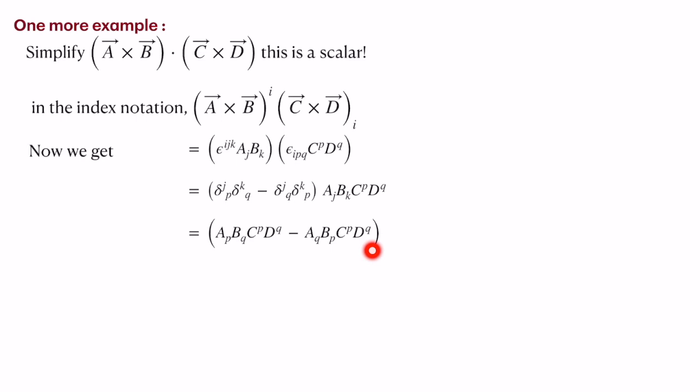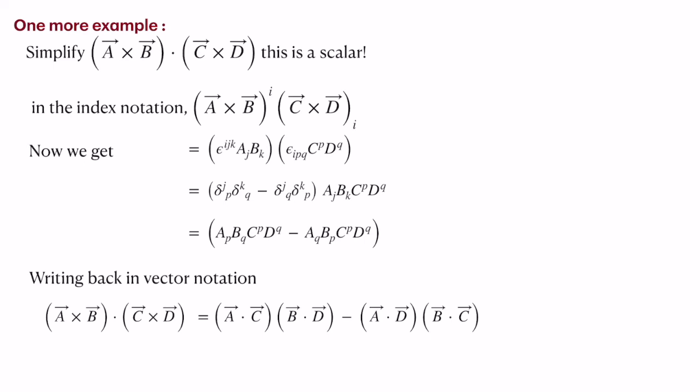So here we have the expression ap, bq, cp and dq minus aq, bp, cp, dq. We can write back in the vector notation, and then what we have is A dot C multiplied by B dot D. In the second term, we have A dot D and then B dot C. So this way we can simplify various vector algebra using the epsilon ijk.